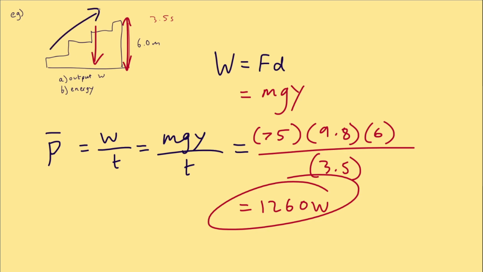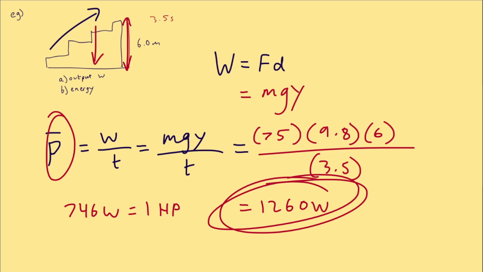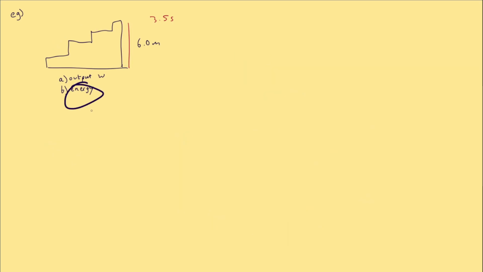Now here's a fun fact before we solve the next part of the problem, which is energy. 746 watts is equal to 1 horsepower, which is what car engines are measured in. Now in terms of horsepower, you have outputted almost 2 horsepower, which for a human is a lot. So this is a very high rate of work, which means that there's a lot of power. Next, let's solve for how much energy it required.